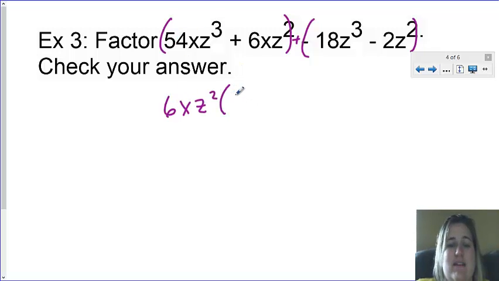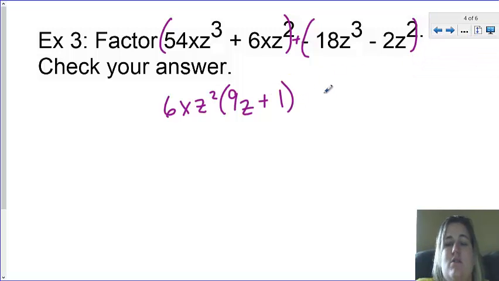54 divided by 6 is 9. That x came out. Z to the third, z to the second came out, which leaves me with z plus 6 divided by 6 is 1. X and x, that came out. And z squared came out, so I'm just going to put 1.